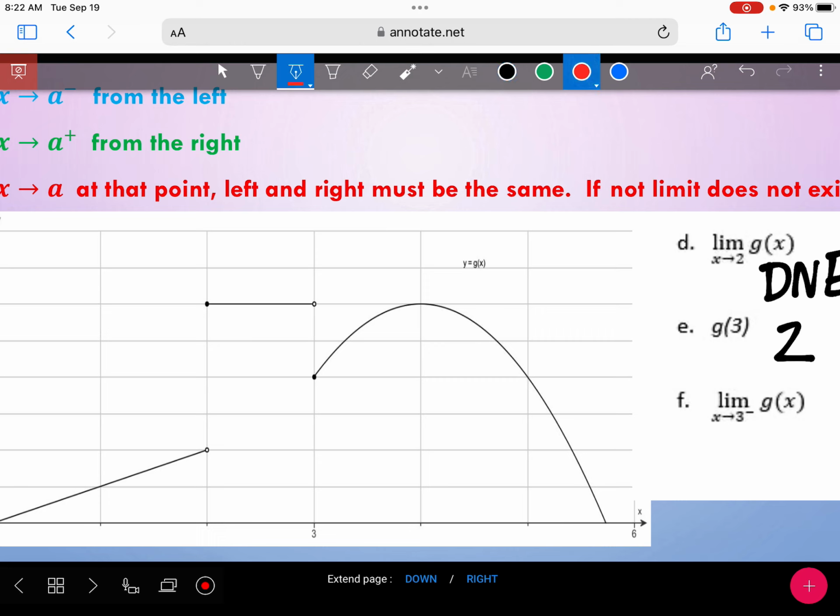Now I'm going to draw a wall. Question F is asking, where does that graph hit the wall on the left? On the left would be right here. And on the right is right here. So on the left side of the wall, the limit is 3.